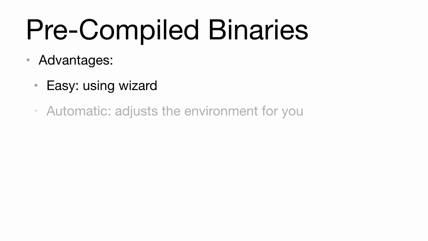So precompiled binaries have some advantages. The first advantage is that it's easy because we're using a wizard. If you have ever downloaded any applications from the internet, you know what I'm talking about. I'm talking about a wizard. You get that package, run it, and it's going to install it for you. Just click next, and finish. The second advantage is that it's automatic because it configures the environment for you. So that's one of the advantages of using a precompiled binary.